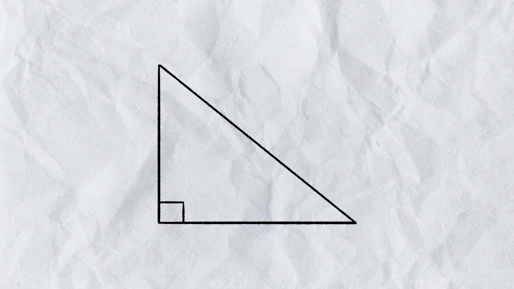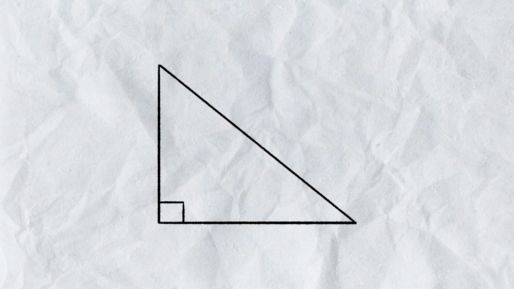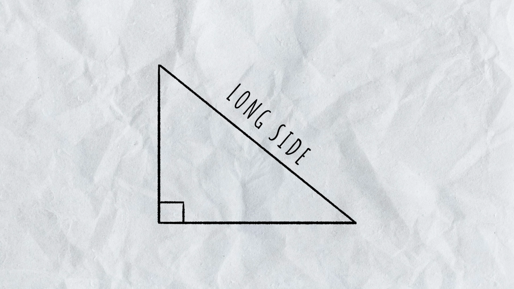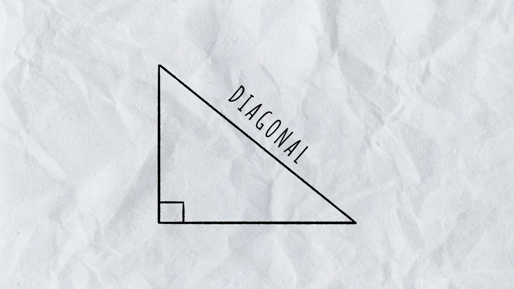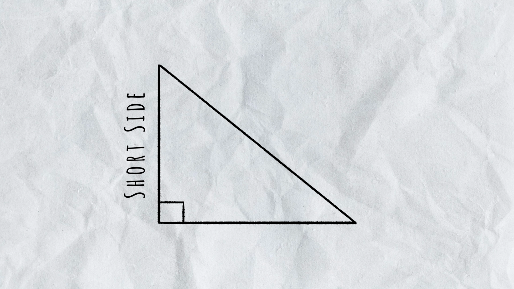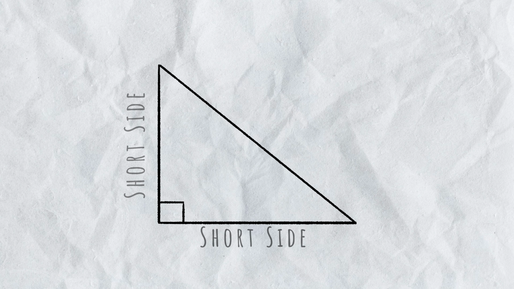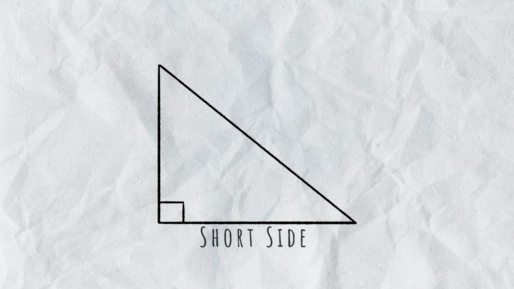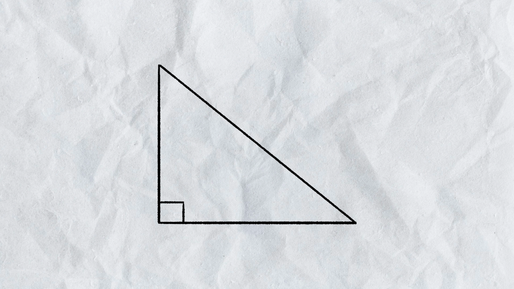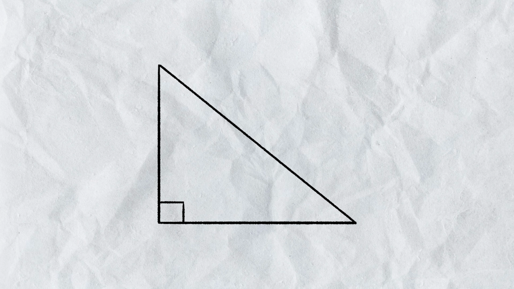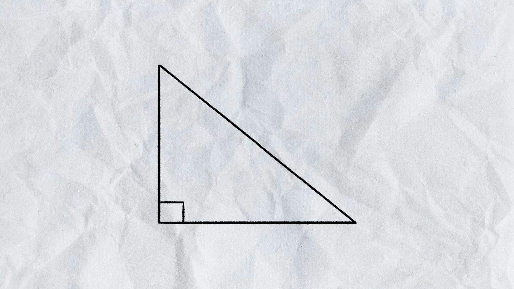So firstly, there are two different things that we have to consider. We need to consider whether we're finding a long side, which is the diagonal side on a triangle, or a short side, which is either going upwards or across on a triangle. So bearing that in mind, because there's actually two different formulas that we have to know and understand in order to get the two different sides.